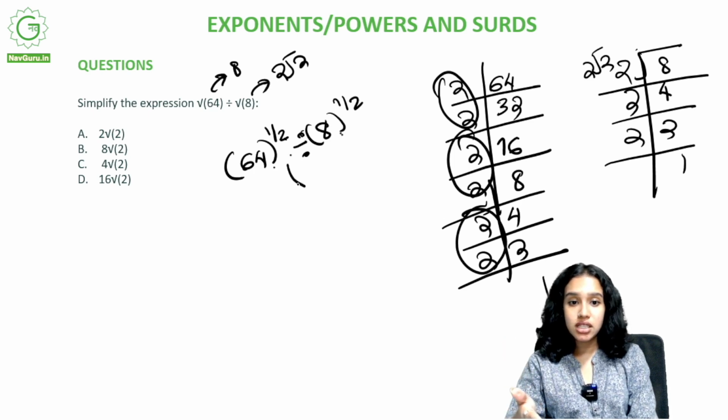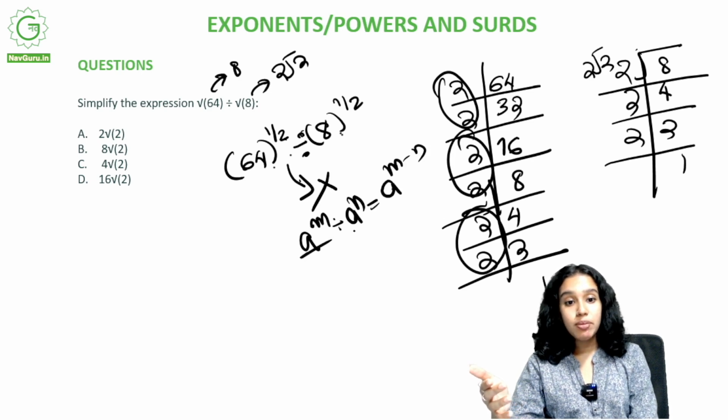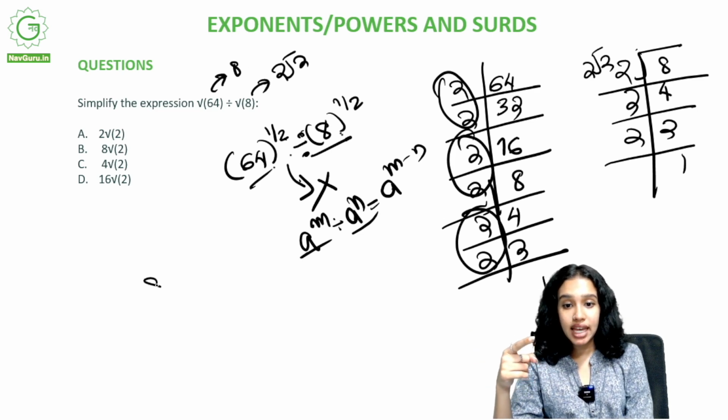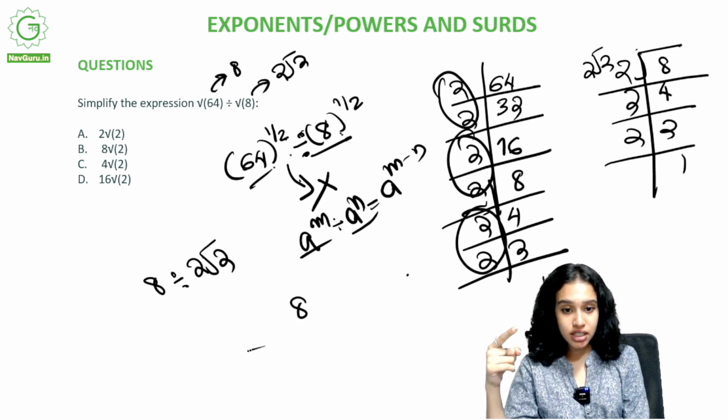So yeah, this does not follow the rule a raised to m divided by a raised to n equal to a raised to m minus n. Why? Because the bases are different. So here the answer would be 8 divided by 2 root 2, right? So it's 8 divided by 2 root 2.